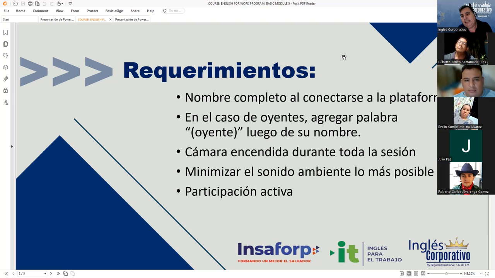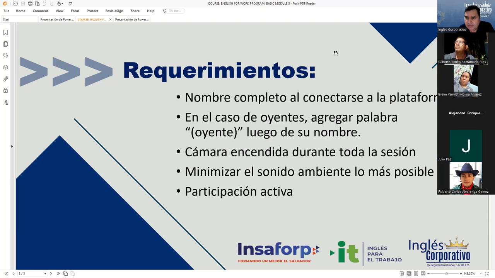Por favor, se les pide con todo cariño, con todo respeto, que mantengamos el sonido ambiente lo más bajo posible. Yo sé que a veces hay excepciones y que son cosas que no podemos evitar. Pero en la medida de lo posible, hagamos lo que podamos para no causar este tipo de problemas. ¿Okay? Vale.